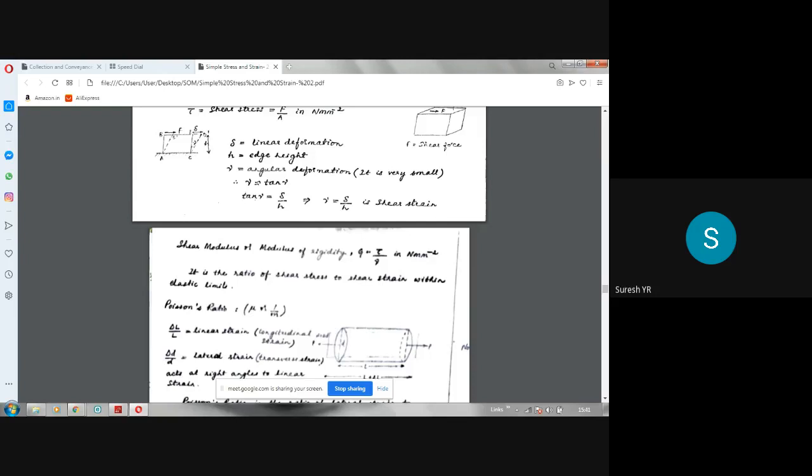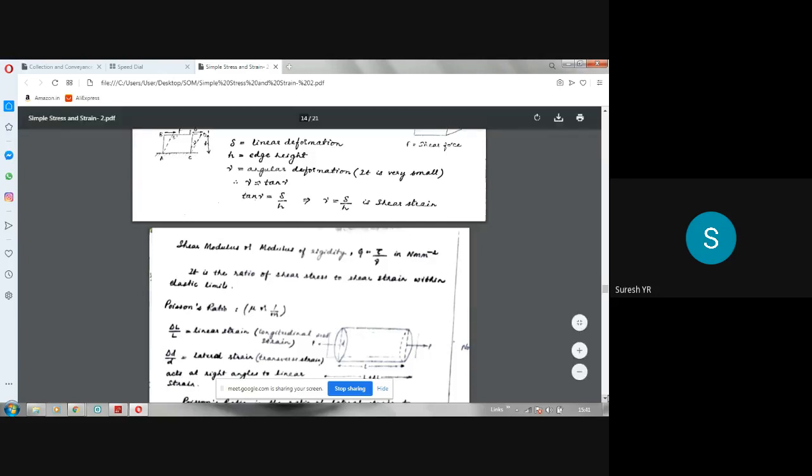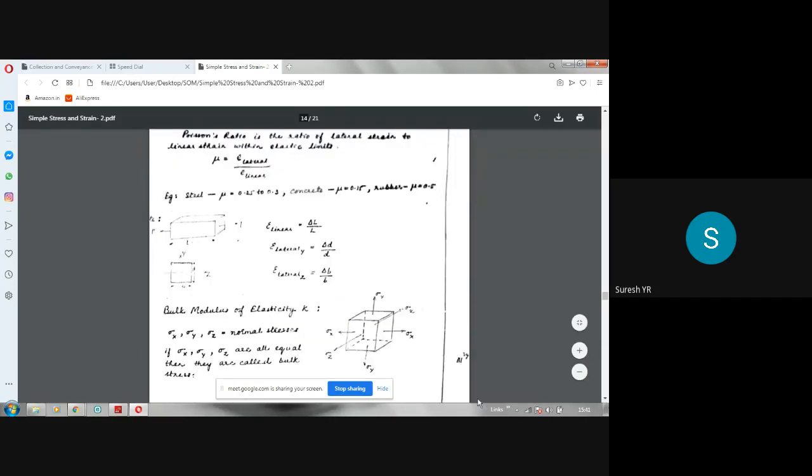The fourth one is bulk modulus. So the fourth elastic constant is the bulk modulus of elasticity denoted by K. So how to define bulk? Bulk means volume. So when you take a three-dimensional element like this, sigma x is the stress in this direction, x direction. Sigma y, let us take this as y direction, is the stress in y direction. Sigma z is the stress in z direction. Sigma z is like this.